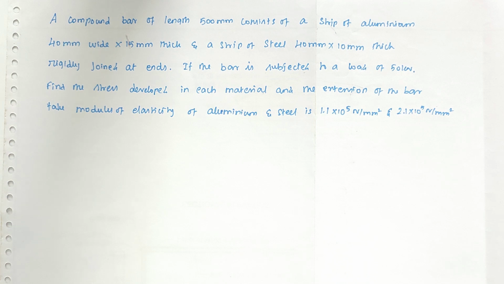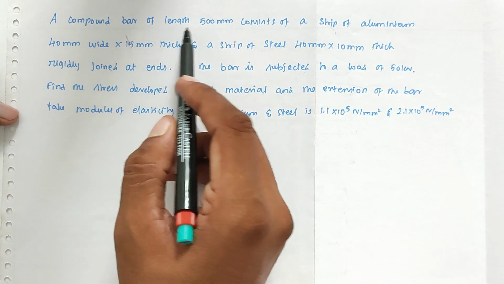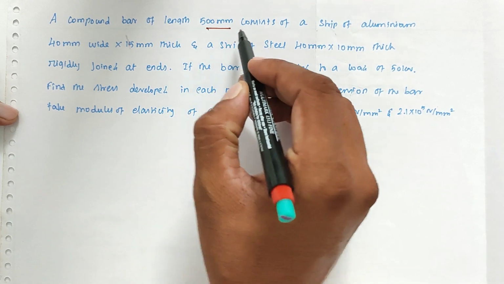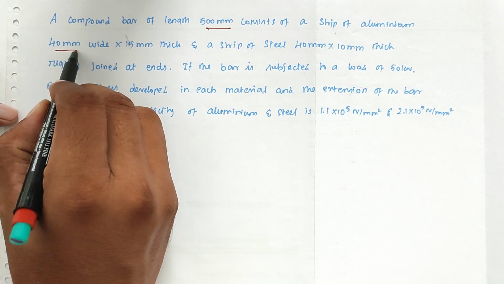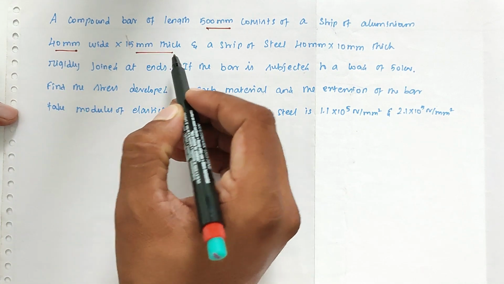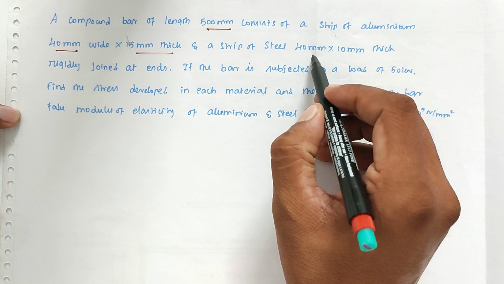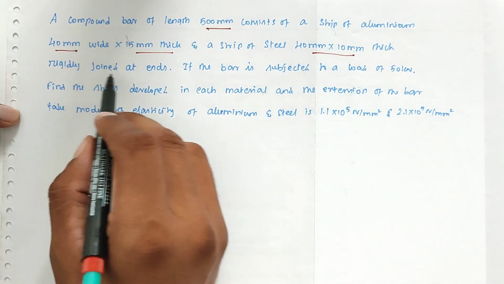Today we are going to see a problem related to mechanics of solids, in the topic of stresses in composite bars. The problem is: a compound bar of length 500 mm consists of a strip of aluminium 40 mm wide and 15 mm thick, and a strip of steel 40 mm wide and 10 mm thick, rigidly joined at the ends.